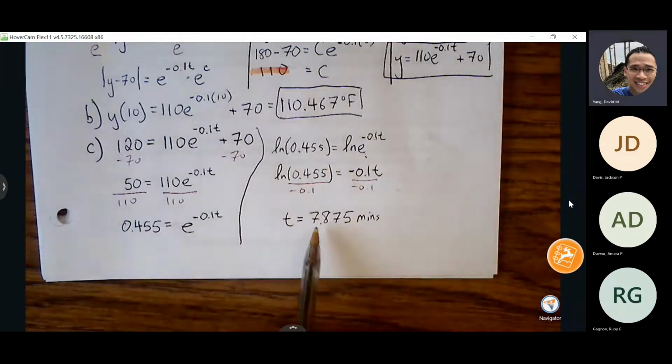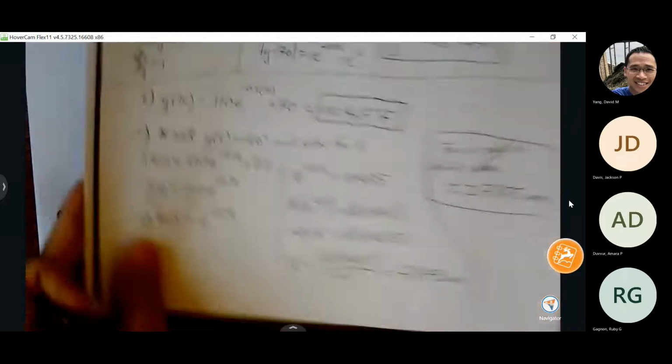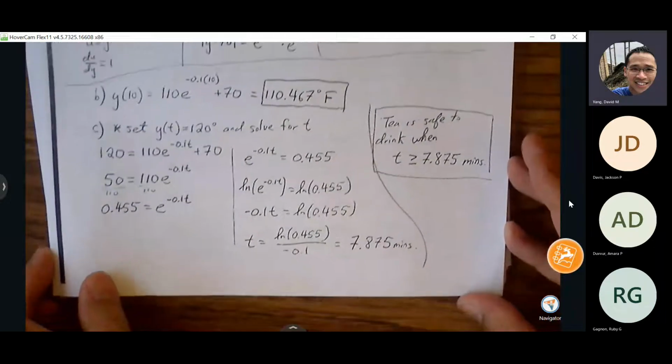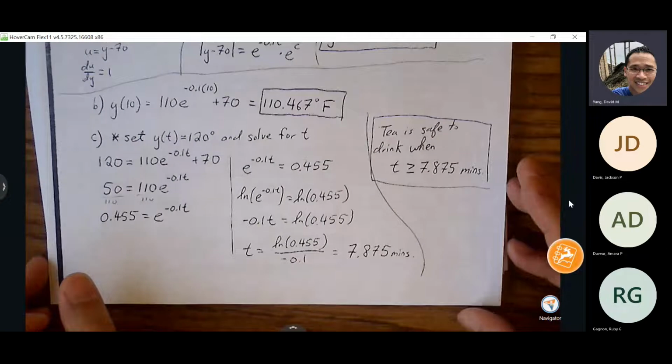Okay, we know that 7.8 minutes is when the temperature drops down to 120 degrees, so anything after, greater than 7.8 minutes, is safe.